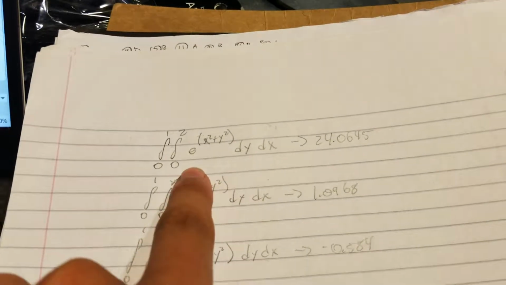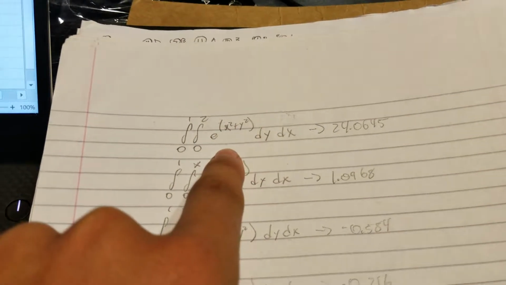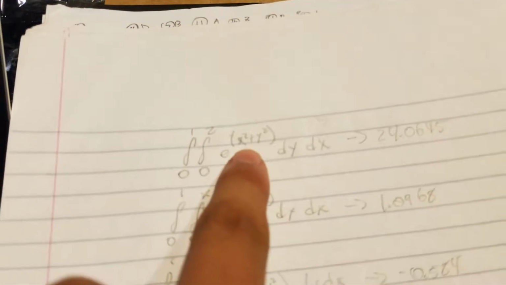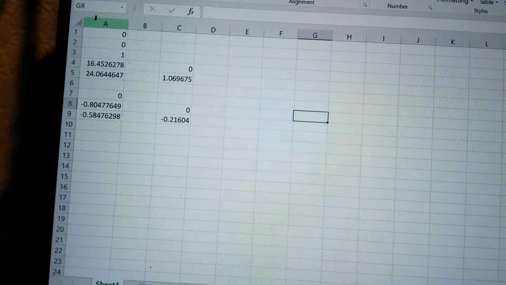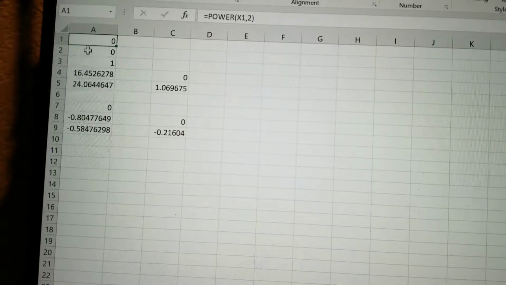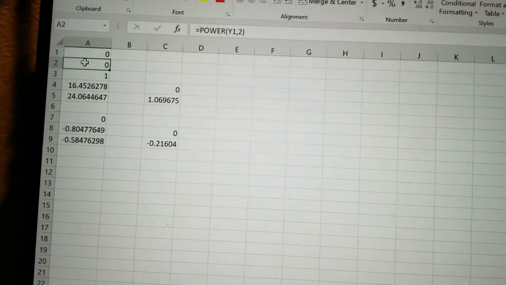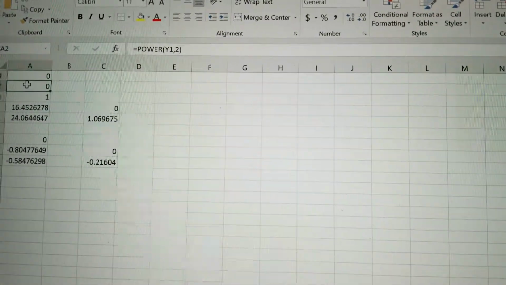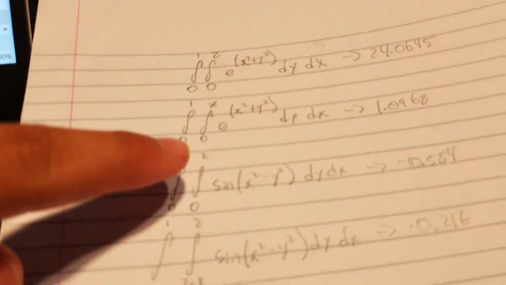So, first off, this one. What I did was first I put the x squared and y squared: A1 is x squared, and A2 is y squared. I did it separately because it's going to be used a lot, because all of these equations use x squared and y squared.